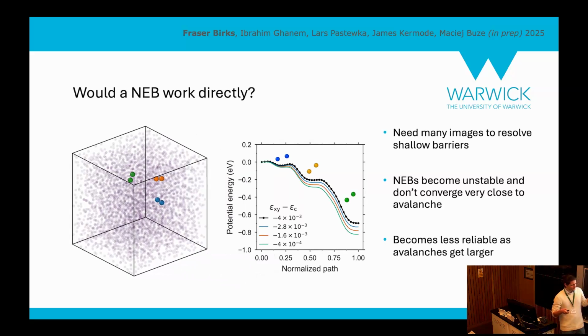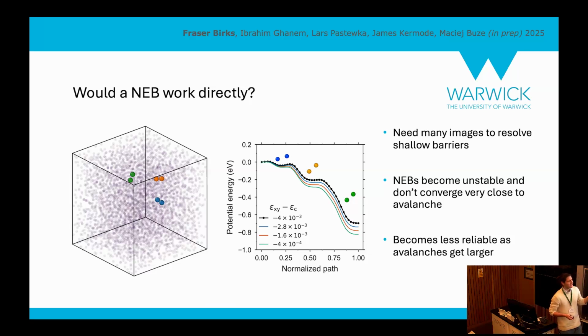The first, you need lots and lots of images because the barriers can be very, very shallow, right? And because you're not doing just one barrier, you're doing multiple, you don't know how shallow they are beforehand, you don't know how different they are. So you need lots and lots of images to make sure you can resolve them, and also to make sure that the calculation converges. As you get closer and closer to the avalanche happening, NEBs stop converging. Some just relax into different states. It becomes a real nightmare.